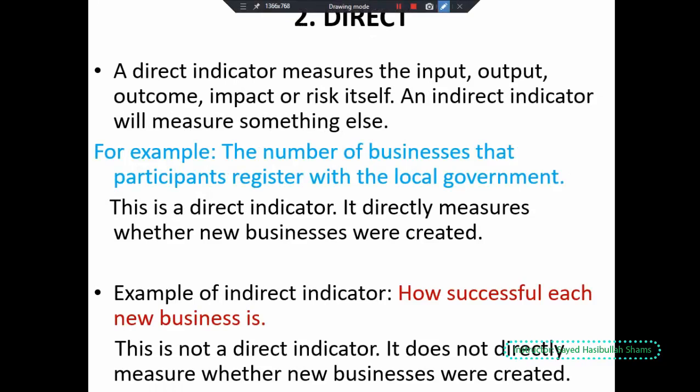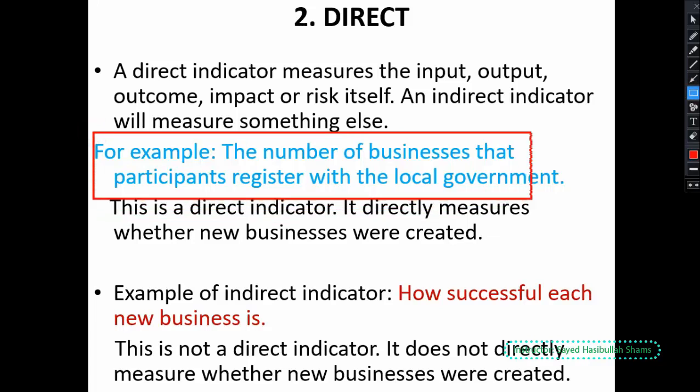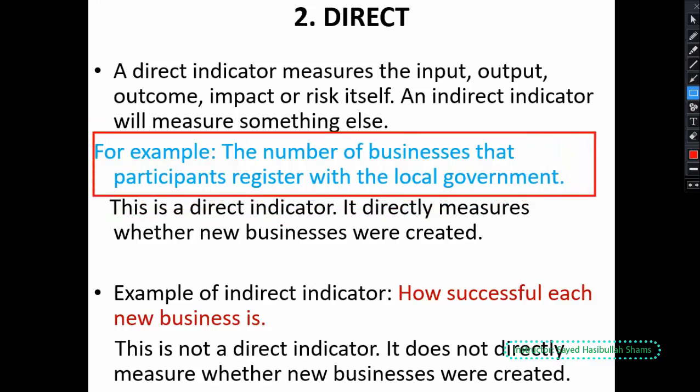The second criterion for selecting a strong indicator is direct. Each indicator must measure input, output, outcome, impact, or risk in itself. An indirect indicator will measure something else. For example, here we have the number of businesses that participants register with local government. So this is a direct measurement. We can measure it directly.